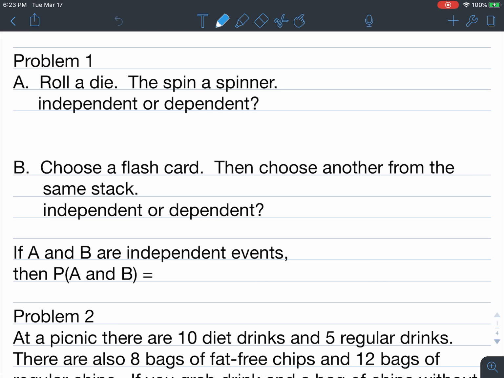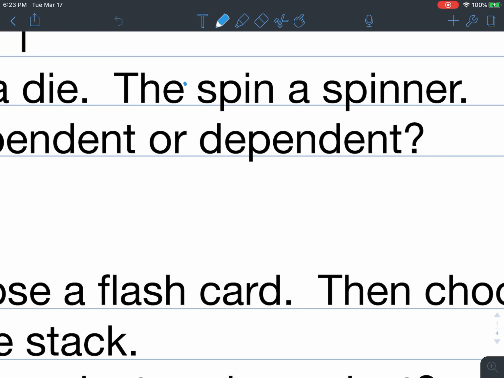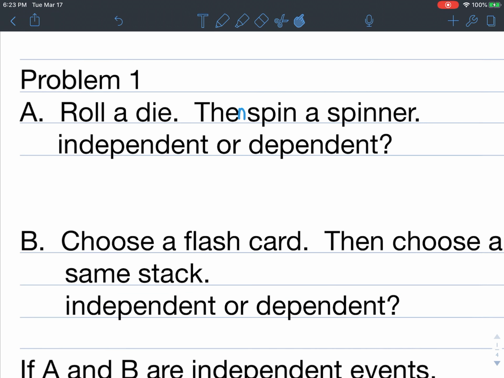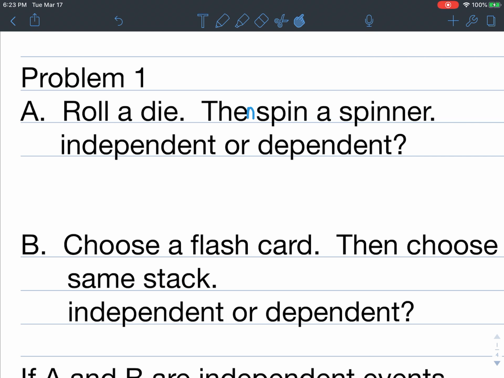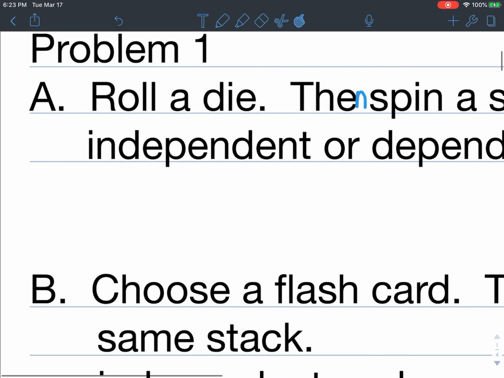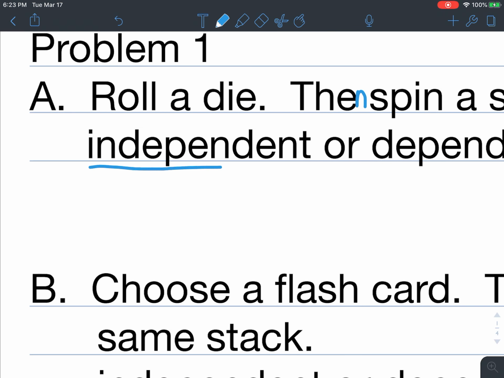So let's look here at problem 1. Roll a die, then spin a spinner. There's supposed to be an N there. Is this independent or dependent? Well, I don't think rolling a die has anything to do with spinning a spinner, so I think this is independent, because these two things do not affect each other at all.